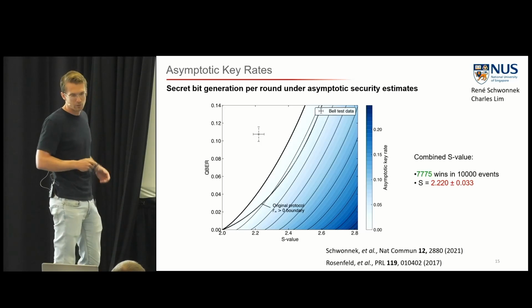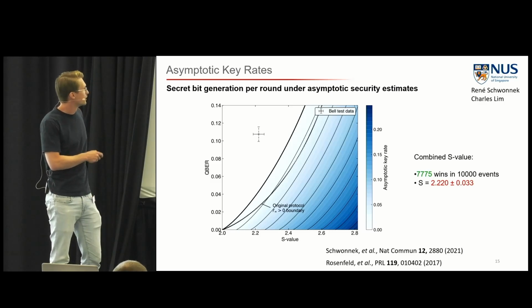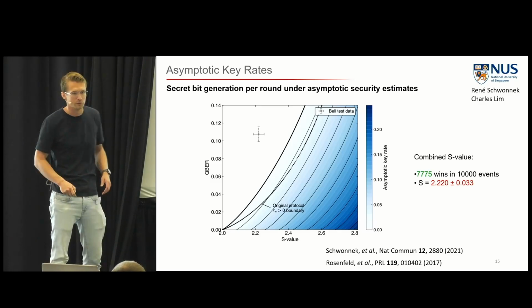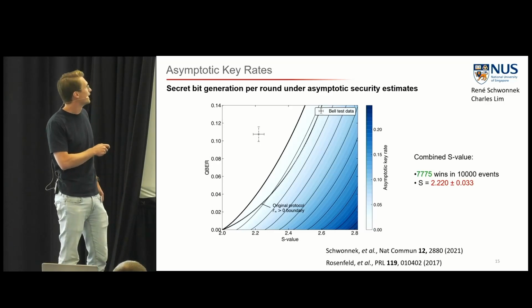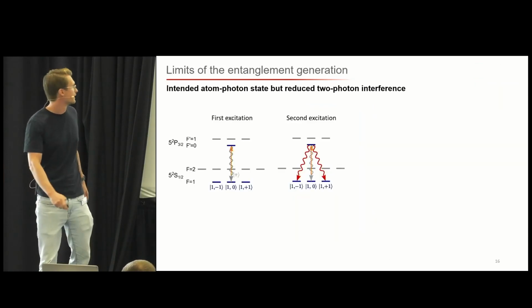So then, where were we? 5 years ago, we did the loophole-free Bell test, and there we showed an S value which we were really happy with, of S equals 2.2. However, if you now look at DIQKD applications, then this is not enough. This is roughly a fidelity of 80%, and this is not enough to do anything with DIQKD, so we had to improve our entangled state.